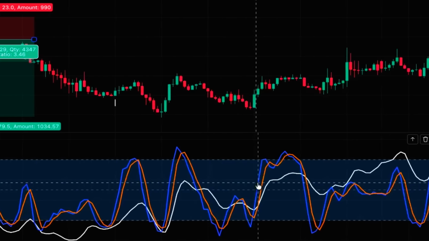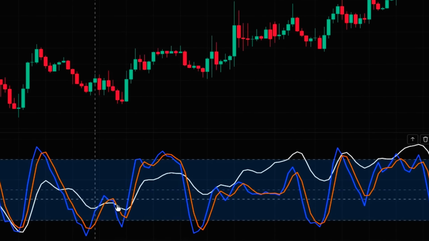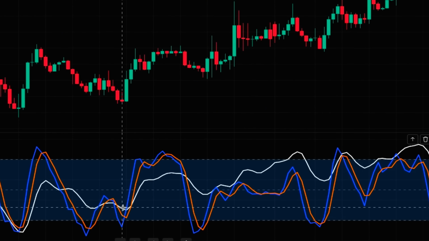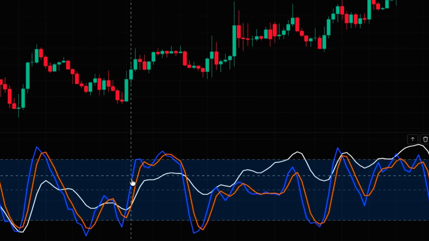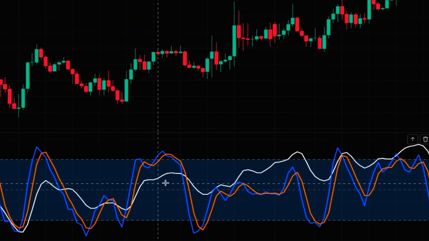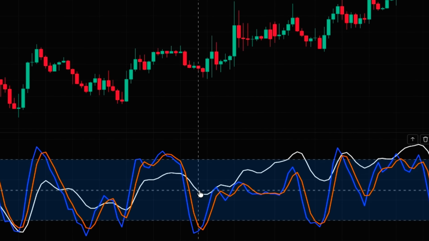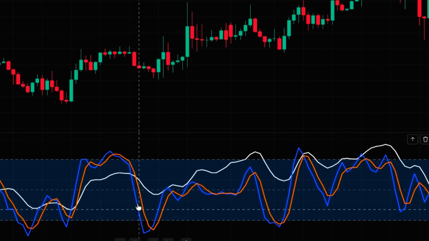From here, you can see that the white line is below the center line. So we wait for the blue line to go above 80. By the time that the blue line goes above 80, you can see that again, the white line went above the center line. And now we should focus on long position opportunities. So we wait for the blue line to go below 20.